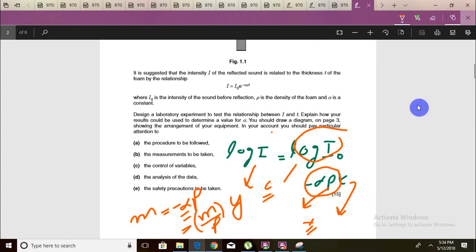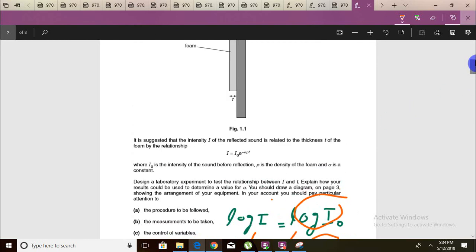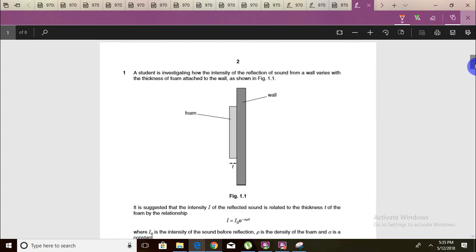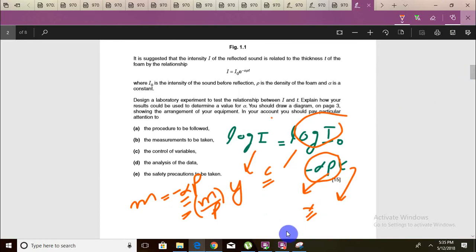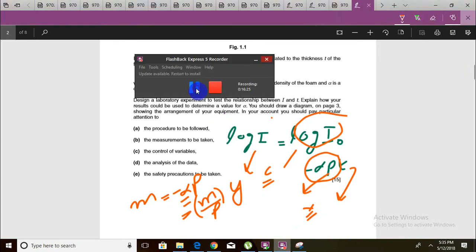Safety precautions. These are sound waves, so maybe use noise cancelling headphones so your ears aren't hurt if it's a particularly loud sound. So let's take a look at the marking scheme, see how well we did. Hopefully we got full marks.